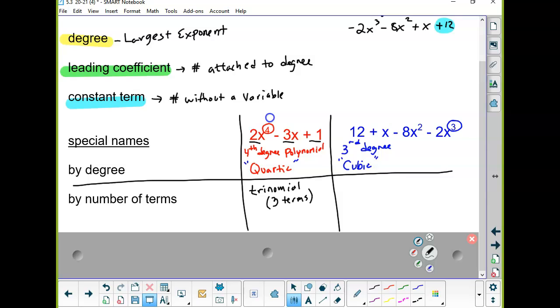Okay. And we usually don't go higher than a trinomial. We have monomial, binomial, trinomial, and then everything after that we just consider a polynomial. So this one has 4 terms. And there's probably a name for it. I mean, everything has a name. In this case, we're just going to call it a polynomial.